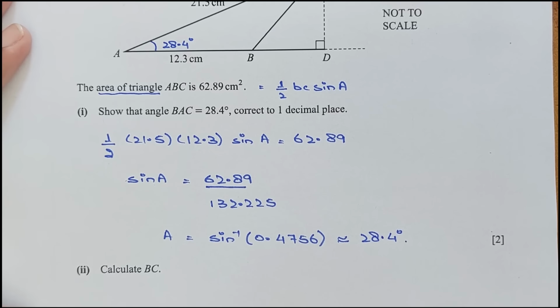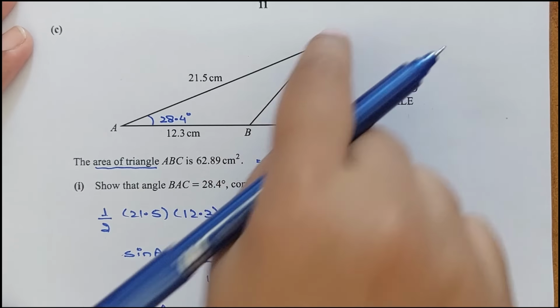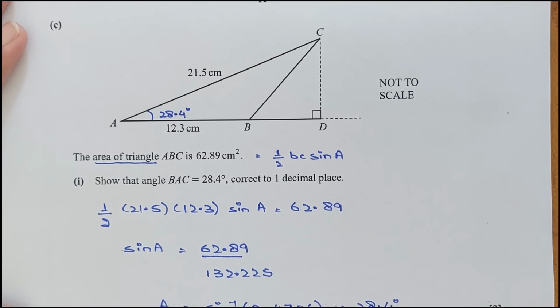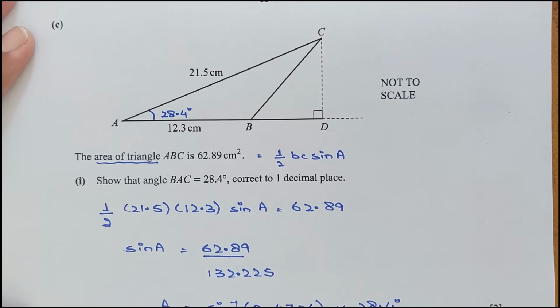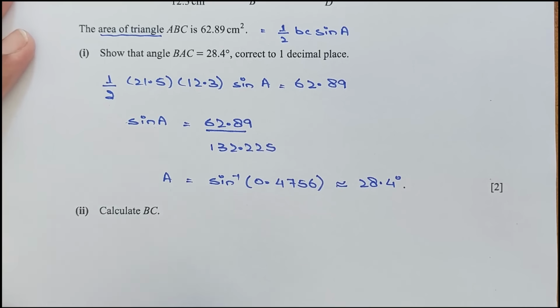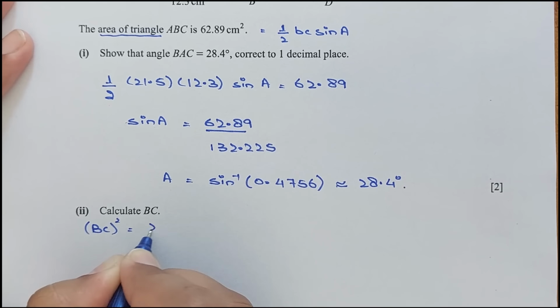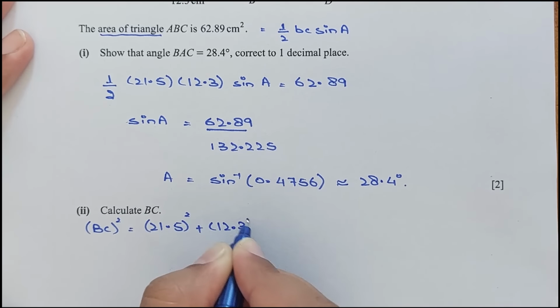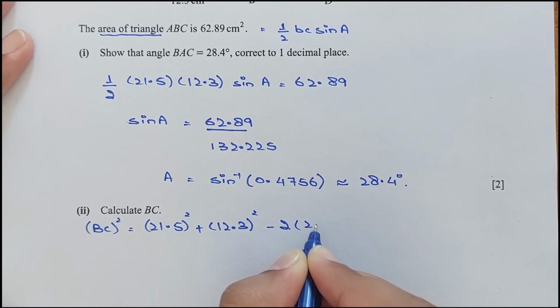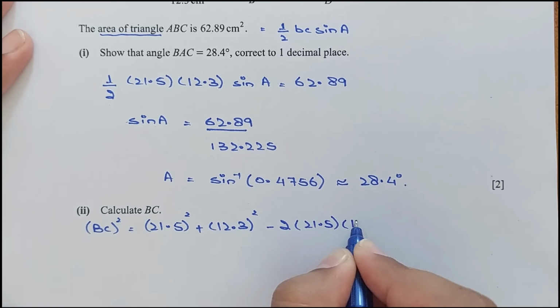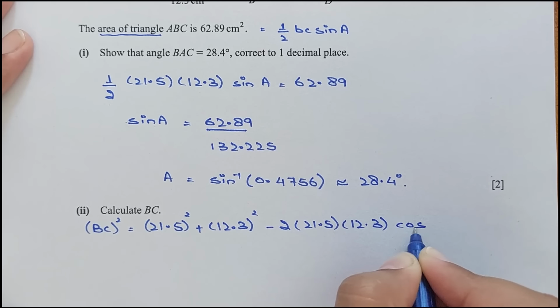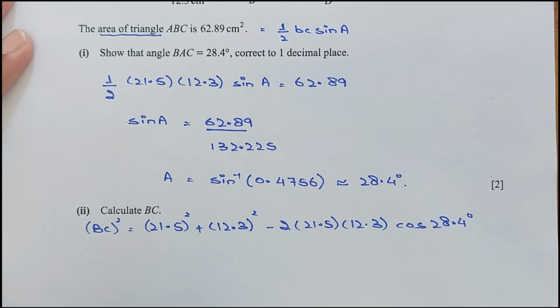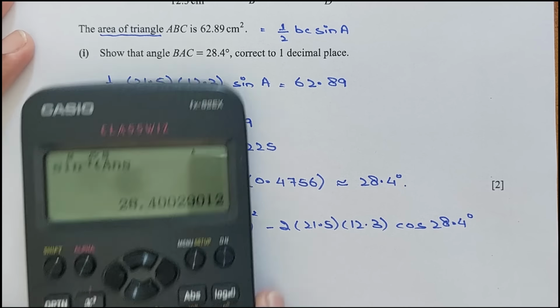It is proved. Now for the second part, calculate BC. This BC we have to calculate. Let me apply the law of cosines over here, because we have the two sides and the angle between them. We can find the third side by applying the law of cosines. So for the third side BC, its square equals 21.5 squared plus the other side, 12.3 squared, minus 2 into 21.5 into 12.3 into cos of the angle 28.4 degrees.